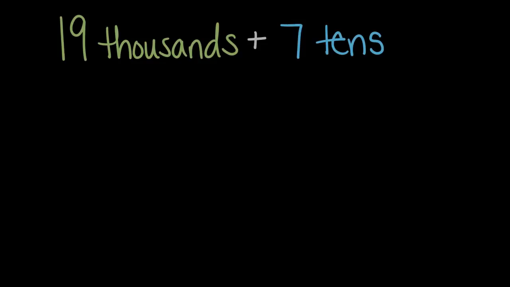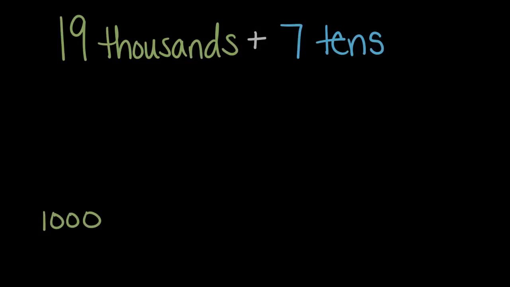What is 19 thousands plus 7 tens? First, let's think about what 19 thousands are and what 7 tens are, and then from there we can add them. So 19 thousands would quite literally be if we had 1,000 19 times.